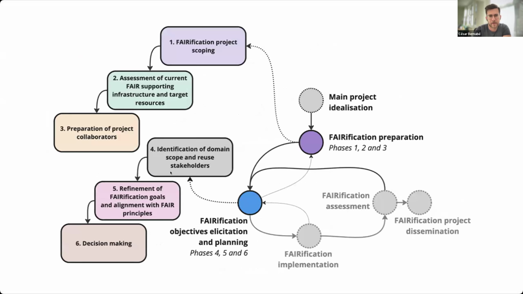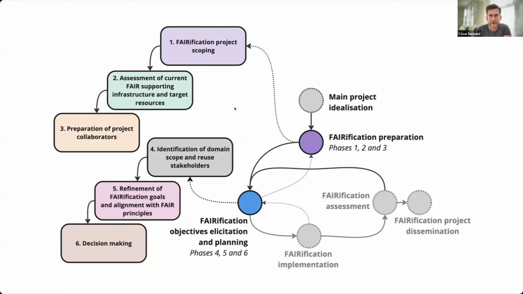And it is organized in 6 phases. So the first 3 phases, which are verification project scoping, assessment of current supporting infrastructure and target resources, and preparation of project collaboration, are related to the preparation stage. And the other phases, identification of the main scope and reuse stakeholders, refinement of verification goals, and alignment with FAIR principles and decision-making, are related to the verification objectives elicitation and planning stage.